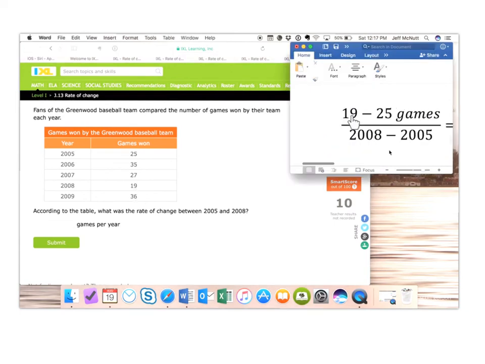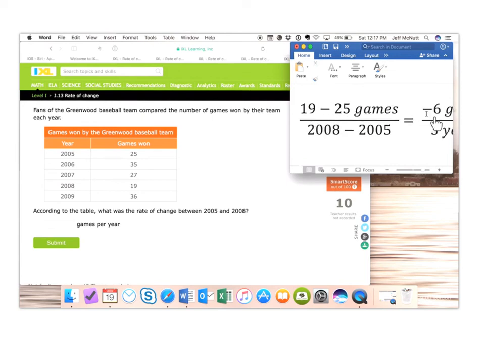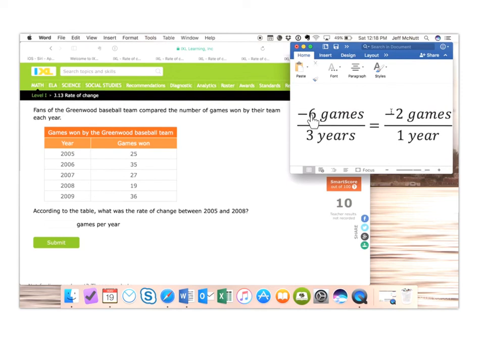When we set this up, we're going to start with our 2008 number, 19, and subtract our 2005 number. Just like down here, we said 2008 minus 2005, okay? So 19 minus 25 games, and 2008 minus 2005. Again, you can put this into your calculator if that helps you, but 19 minus 25 tells us it went down 6 games total in 3 years. Okay, so -6 games over 3 years. Again, we can simplify this fraction. A fall of 6 games in 3 years is the same as a fall of 2 games per year.